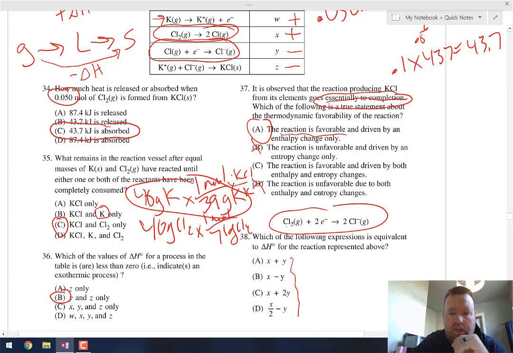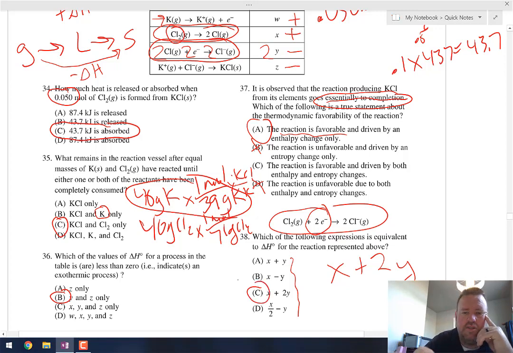So we need Cl2 as a reactant, and we have it as a reactant right here. We need 2 electrons, so that means we have to take this second equation and double everything, and that means we're going to double Y as well. And then we can just put the two equations together. So it's just going to be X plus 2Y, which is C.